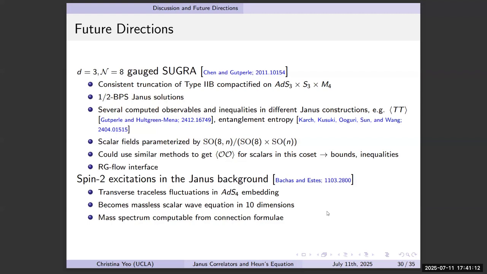Another direction we could go in, which is actually what we're pursuing right now, is looking at spin-2 excitations in a different Janus background. You have a warped AdS4 embedded in a 10-dimensional space, and by separation of variables, you can actually make it look like a massless scalar wave equation in 10 dimensions. And this, interestingly enough, is also of the Heun form exactly. And you can calculate the mass spectrum explicitly from, again, the connection formulae. In this paper, they did this part numerically, but we are going to do it analytically this time.